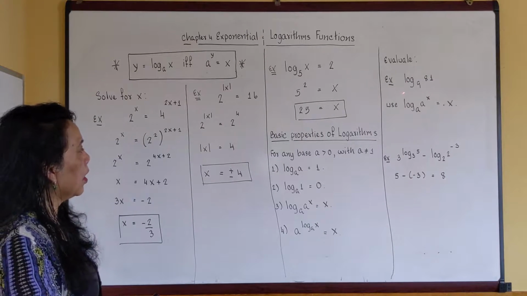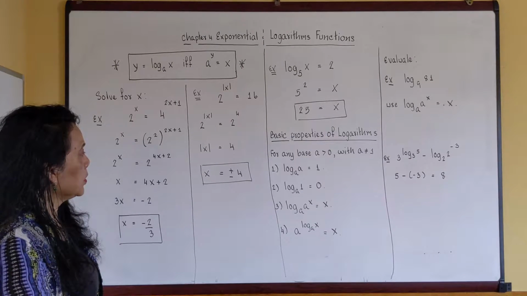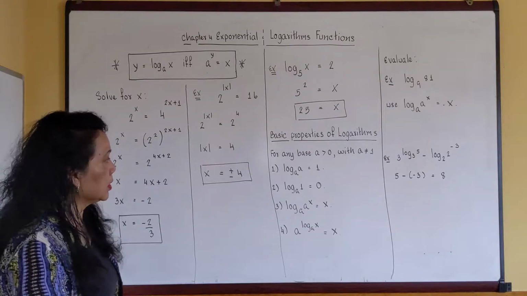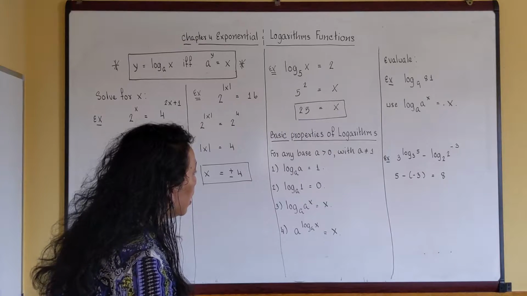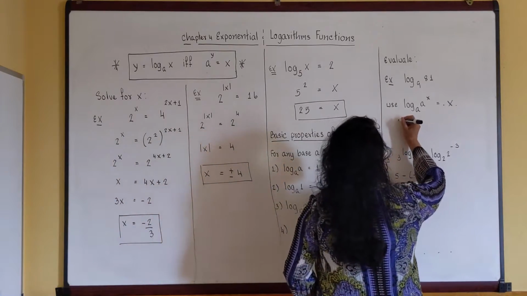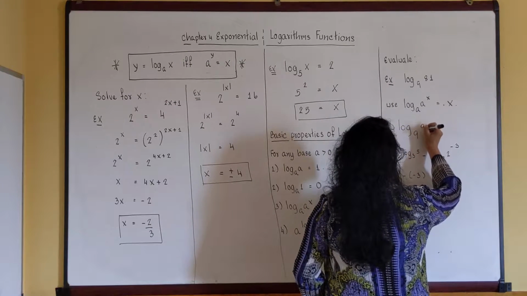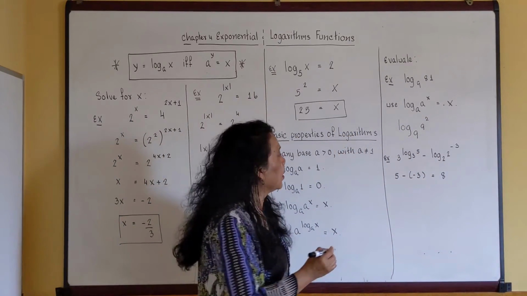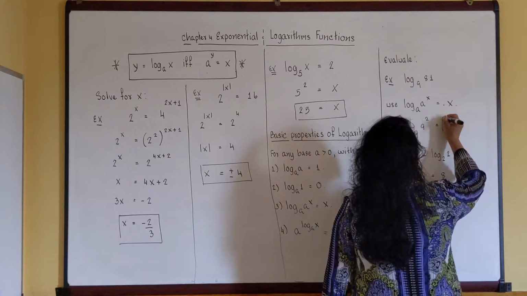I have log base 9 of 81. I'm going to use the third property here. I'm going to rewrite it as log base 9 of 9 squared, because 9 squared is 81, so this is equal to 2. So the answer is 2.